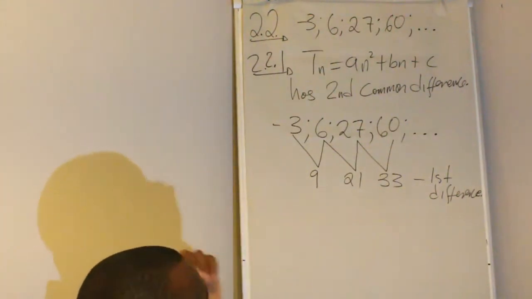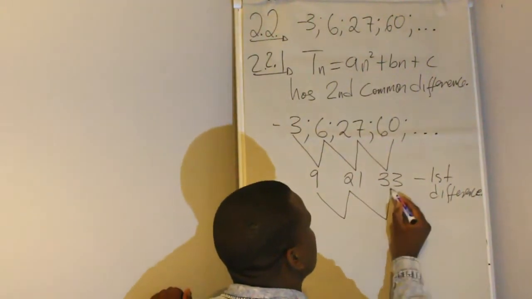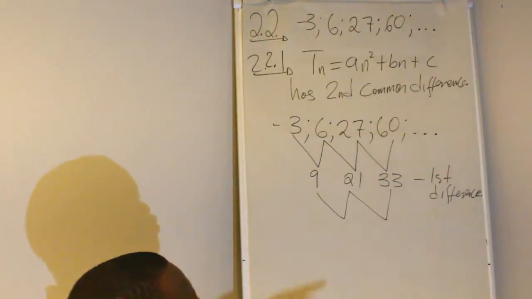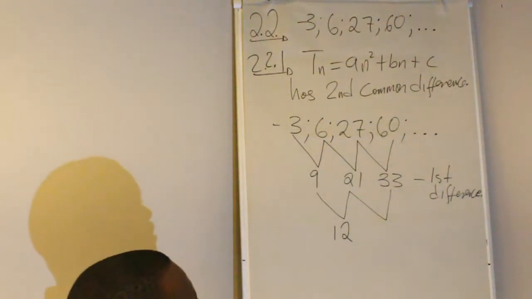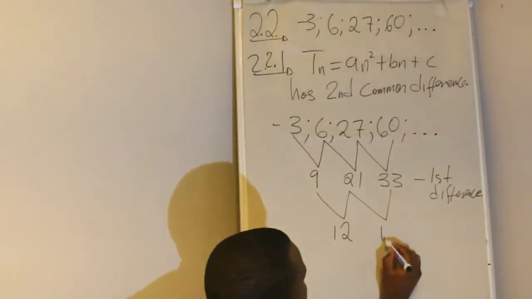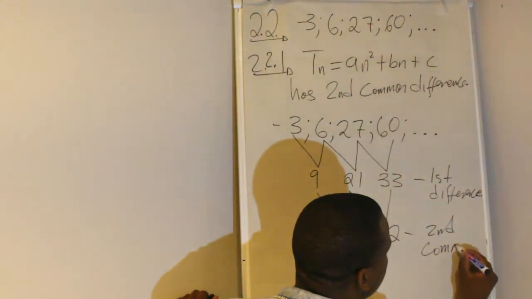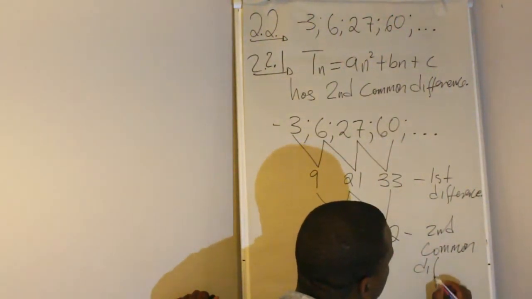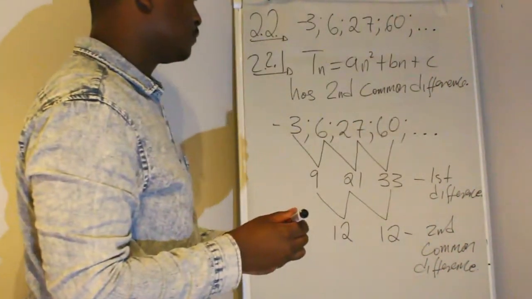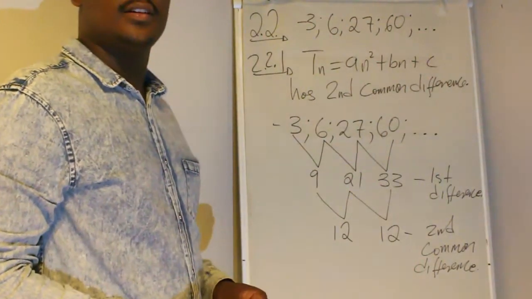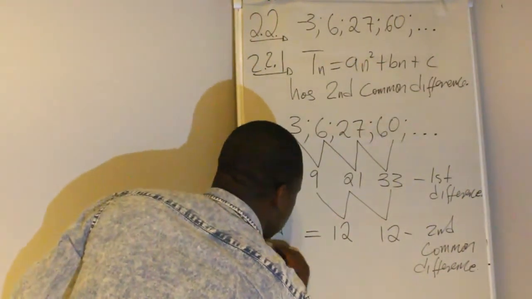So the quadratic pattern has the second common difference. If you find the difference here, it should be the same. 21 minus 9 is 12, and 33 minus 21 is 12. This is the second common difference. This is how you identify the quadratic pattern. They call this common difference just D.